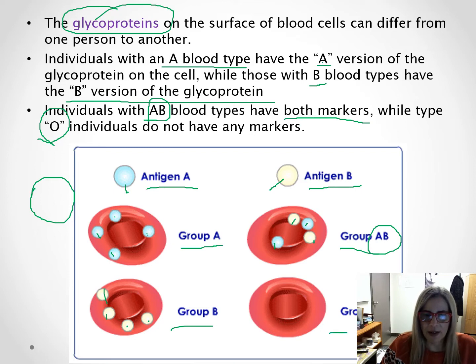And then of course, finally, we have our group O, and you'll notice that our red blood cell for group O is smooth and clear of antigens. So no A antigens and no B antigens on blood type O.